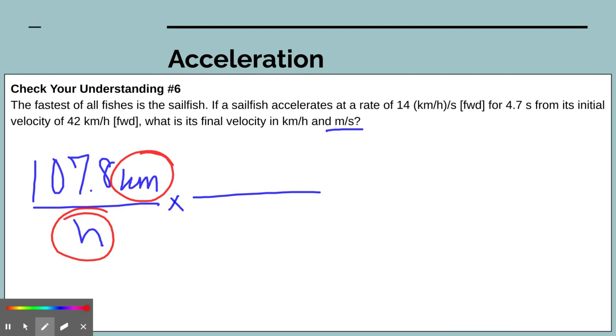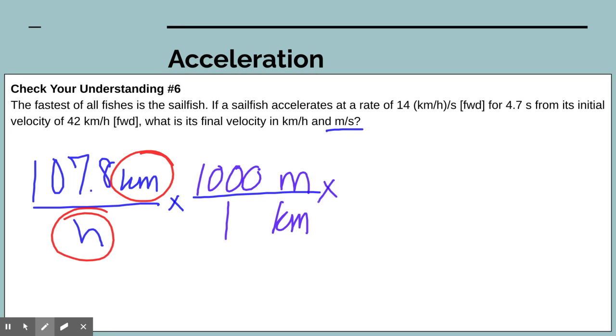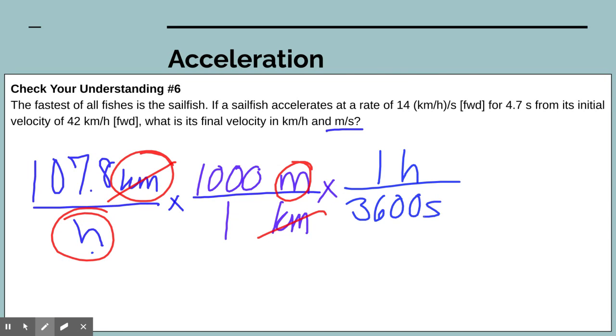So we're going to put kilometers below, and we're going to put meters above. 1 kilometer, and there's 1,000 meters in every kilometer. That cancels out, and we're left with just meters. And then we're going to do the same thing with hours. I'm going to put 1 hour on top, and then 3,600 seconds on the bottom, because I know that. This is gone, that's gone, this is left.